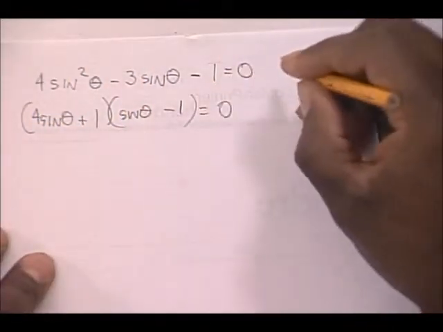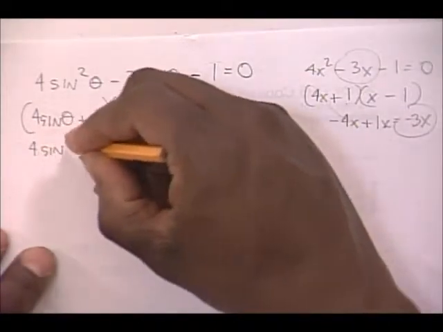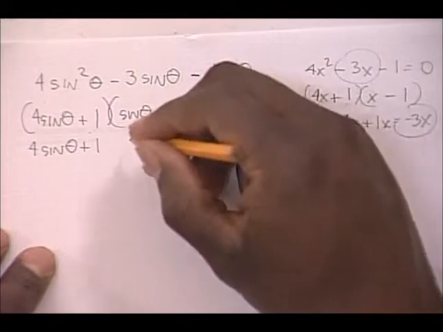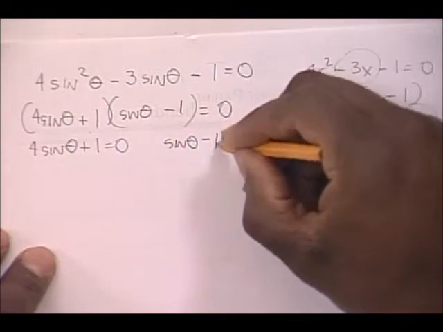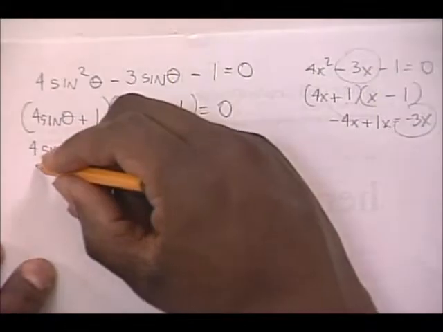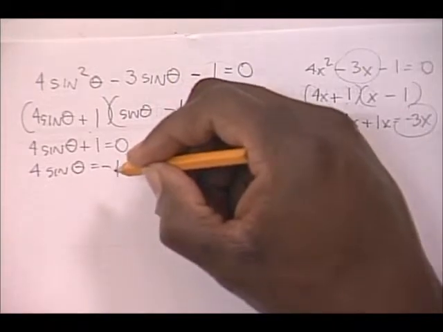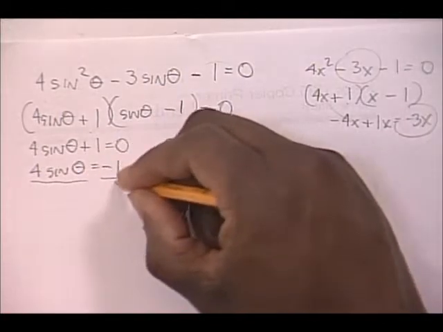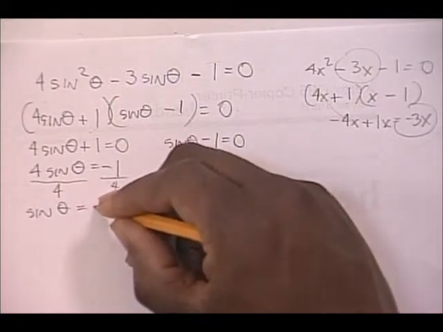You set this equal to 0, and now you set each binomial equal to 0. You have 4 sine theta plus 1 is equal to 0, and over here you have sine theta minus 1 equal to 0. You set them both equal to 0. You get 4 sine theta is equal to negative 1, and you divide by 4. You get sine theta is equal to negative 1/4.